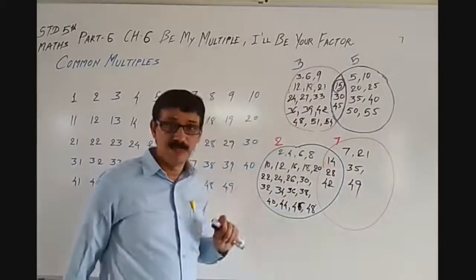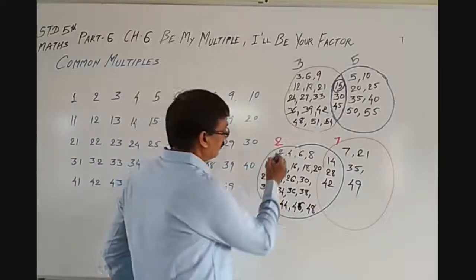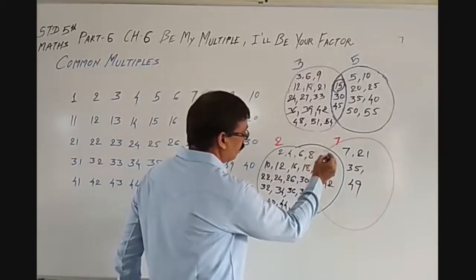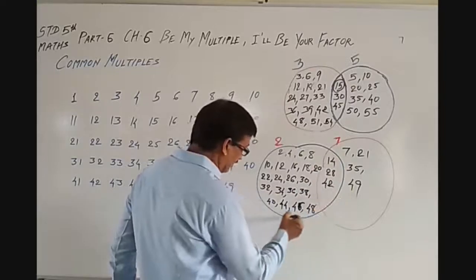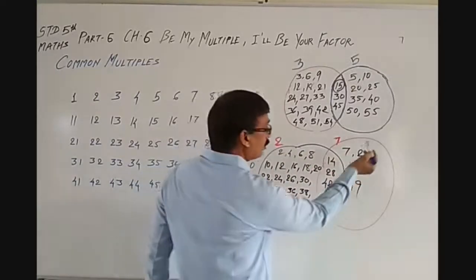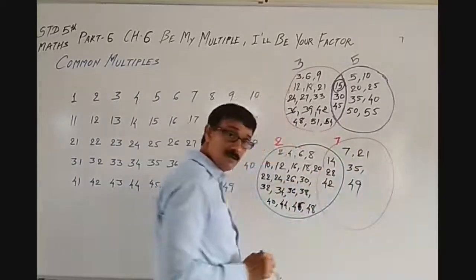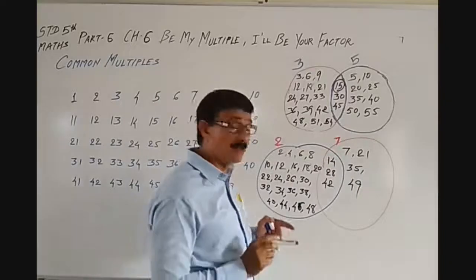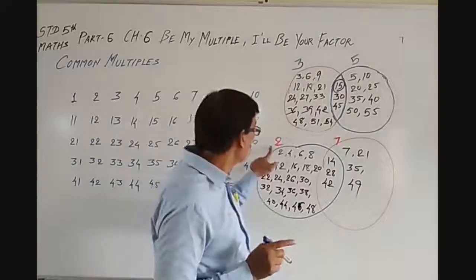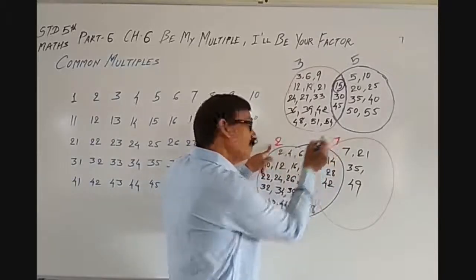So from this we can say, see, all these are the multiples of 2, and all these are the multiples of 7. But some of the multiples are common to both. See, 14 is a multiple of 2. Yes, 14 is a multiple of 7.